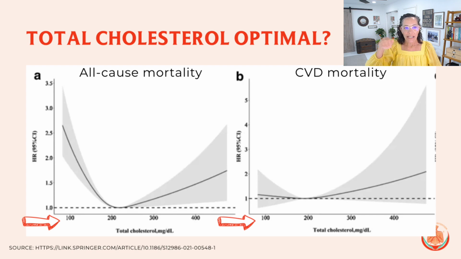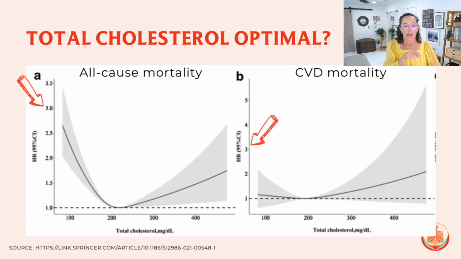The way you read this is that the numbers at the bottom of the graph show the total cholesterol levels that were recorded for the participants whose data was included in the study. Now, these units are for the US because they're in milligrams per deciliter, but I'll show you the European and Canadian equivalents in just a few slides. The numbers on the left, or going up and down the y-axis, show us the hazard ratio, meaning what is the risk of dying.